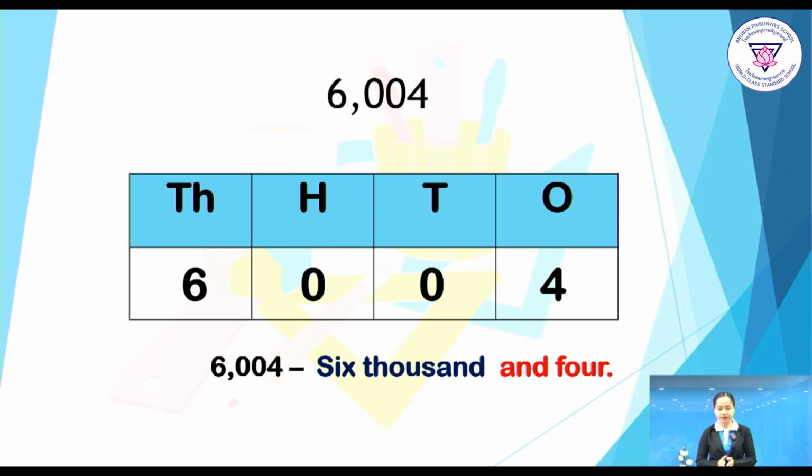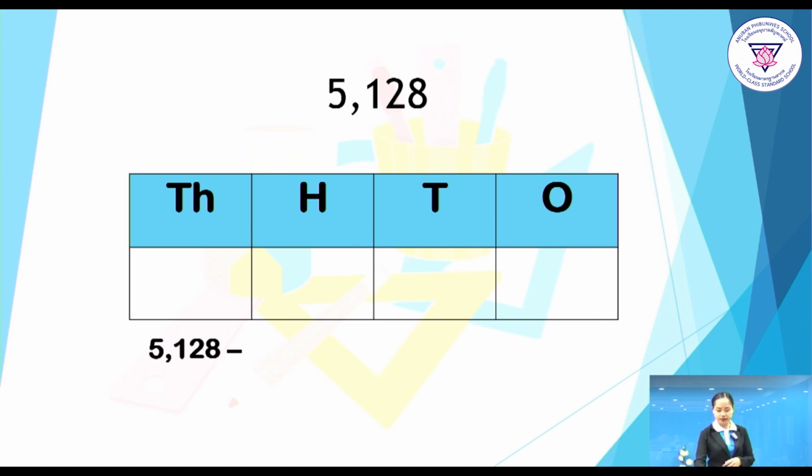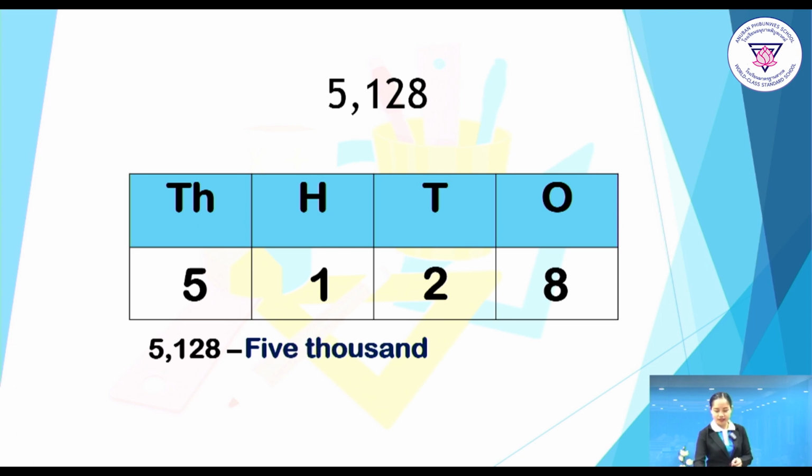Let's go to another example. 5,128. So you're going to put the number 5 under 1,000, 1 under hundreds, 2 under tens, and how about ones? It's number 8. Very good. In number words, so we have 5,128. So that is how to read and write the numbers.